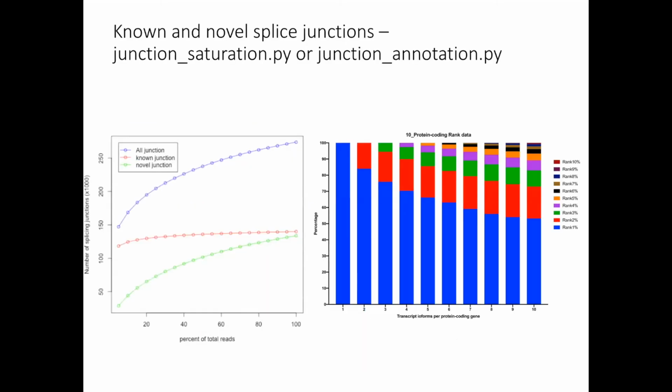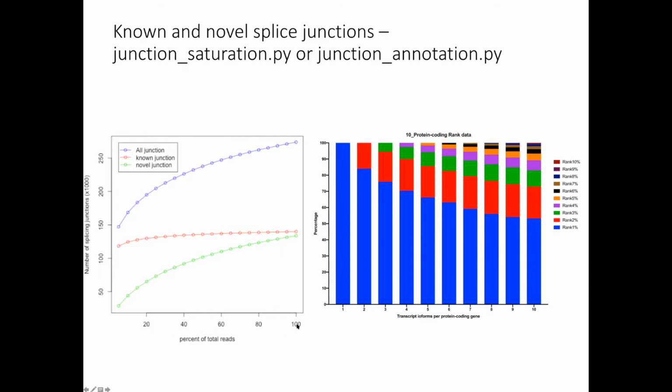Another thing that you can also have a look at is this kind of junction saturation, and this gives you information about. So this is on the left, and that one is giving you 3 lines. Where the blue line is all the junctions that are being found, the red one is the known junctions, and the green one is the novel junctions. And here it says the % of total reads.